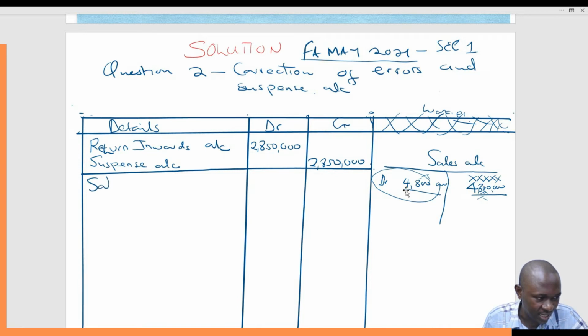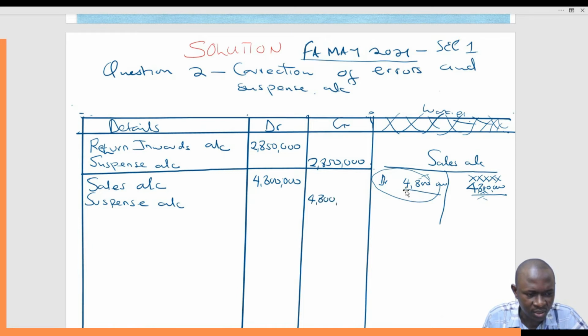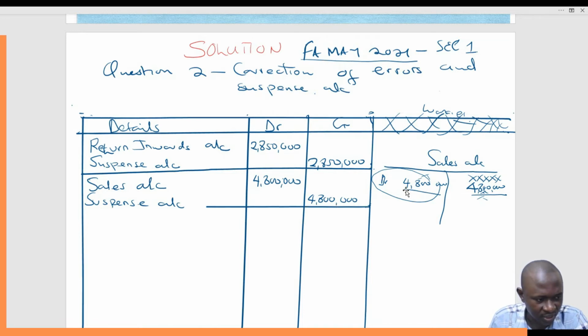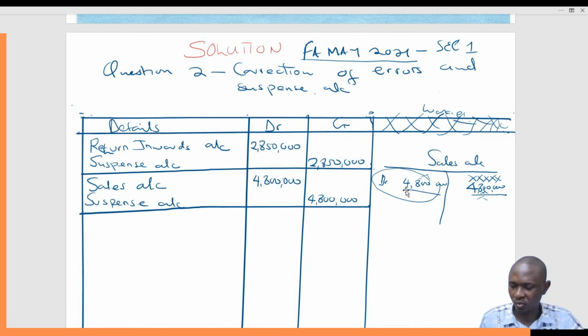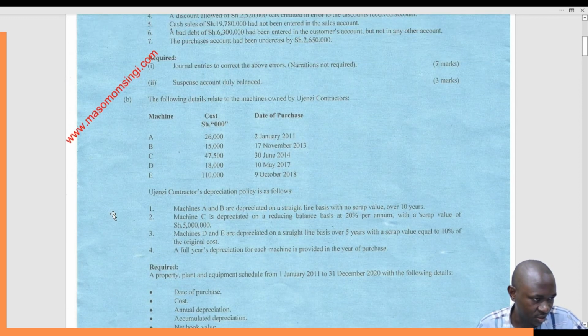So we say sales account, and then suspense account, like that. Sales account, we are debiting 4.8 million, and then suspense account, we are crediting 4.8 million. Then once you are done, because we really don't need a narration as per the question, we simply close that part like that. And then we go to the third one. But the narration will have been to correct an overcast in sales.